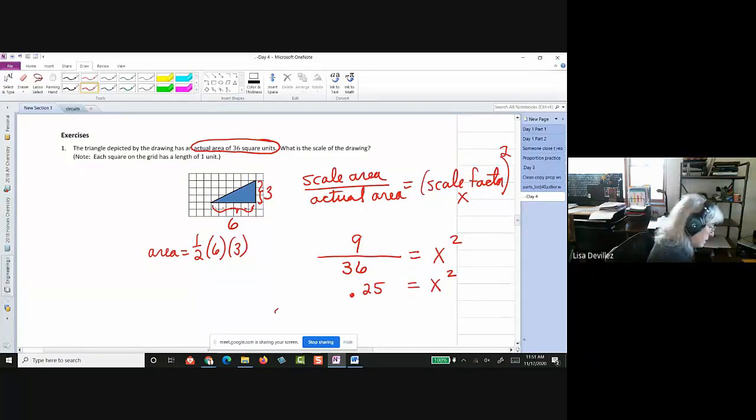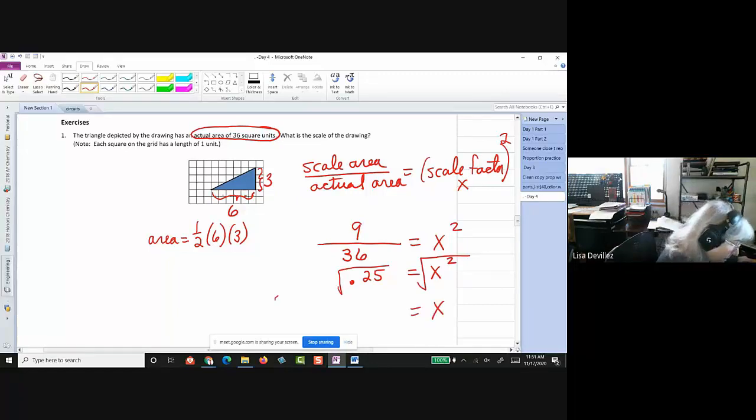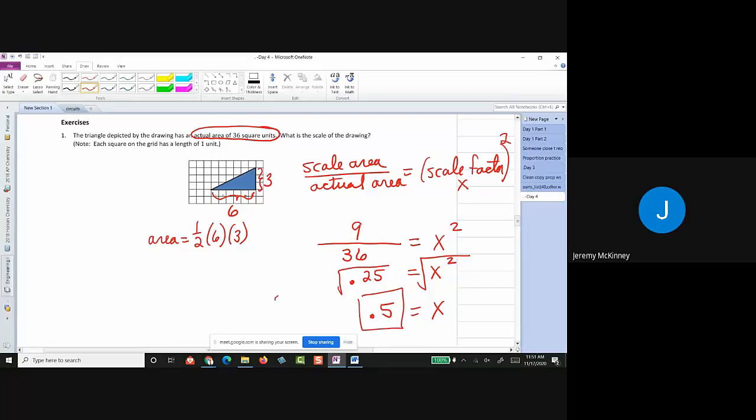All right. Now, have you guys had where you're solving something like this before? If instead of x, you have x squared? Yes. Okay, all right, so I'm going to solve it. I'm going to take the square root of both sides, right? So that's going to get me my x by itself. And then if I do the square root of 0.25, I get 0.5. So our scale factor is 0.5. That's the answer it wants there. Okay.